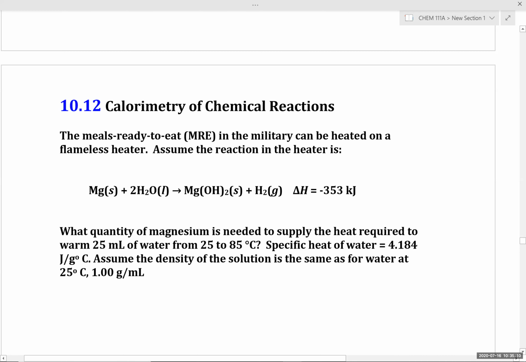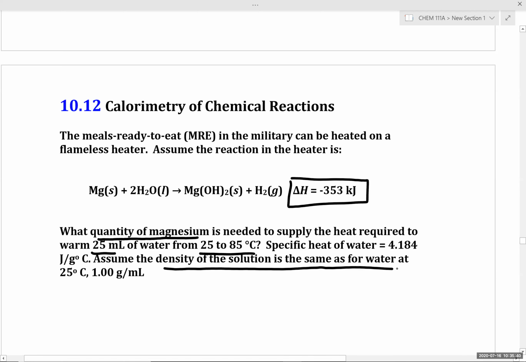So meals ready to eat in the military can be heated on a flameless heater. This is driven by a reaction of magnesium and water. So we have the following chemical equation with the following reaction enthalpy. We're asked what quantity of magnesium is needed to supply the heat required to warm 25 milliliters of water from 25 to 85 degrees Celsius. And we can assume the density of the solution is the same as that for water at 25 degrees Celsius. So at 25 degrees Celsius, the density given is 1 gram per mL.